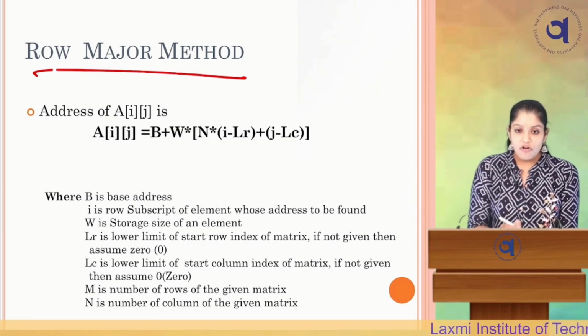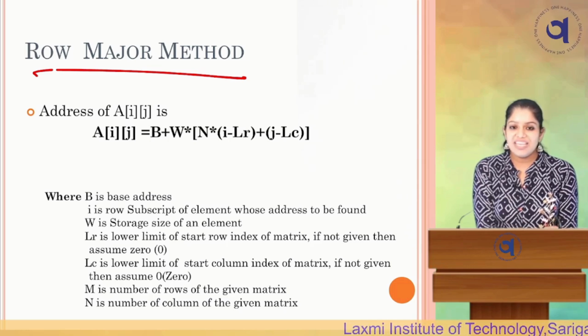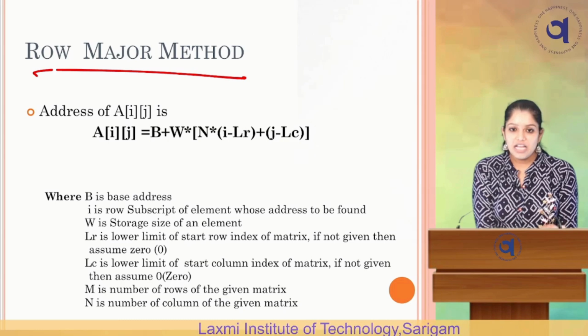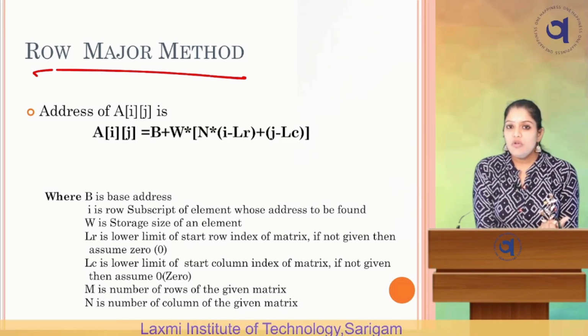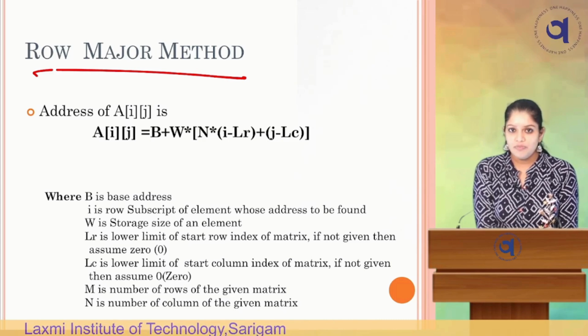So, what is the formula? A[i][j], where i is the row number and j is the column number. A[i][j] is equal to b plus w into n, where n is the number of columns, multiplied by (i minus LR) plus (j minus LC). LR is the lower bound of the row, LC is the lower bound of the column. If it is not given, you can consider it as 0.